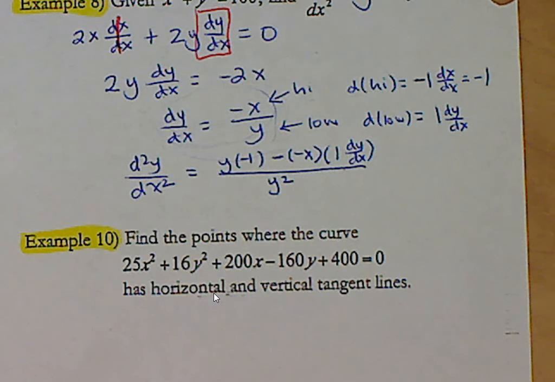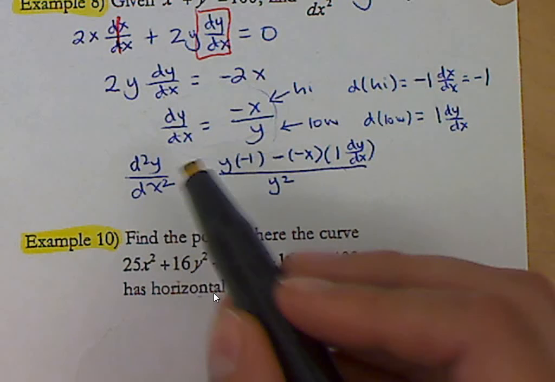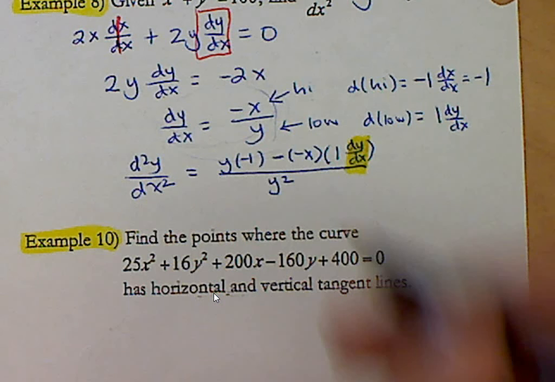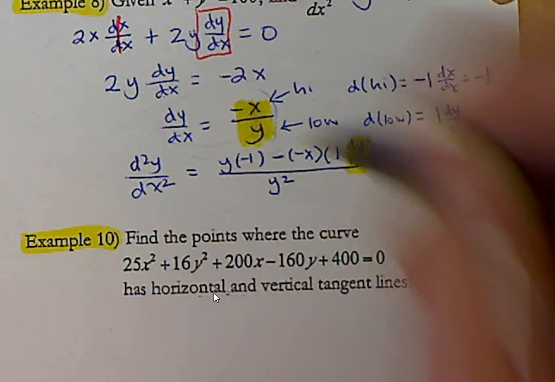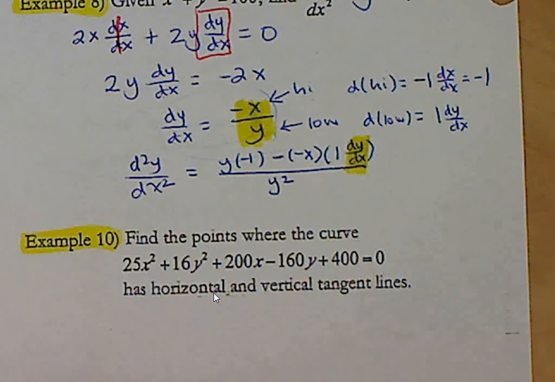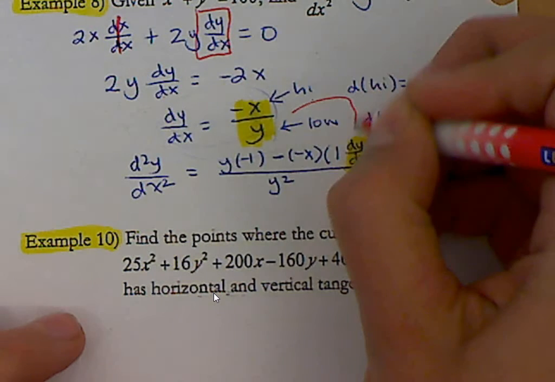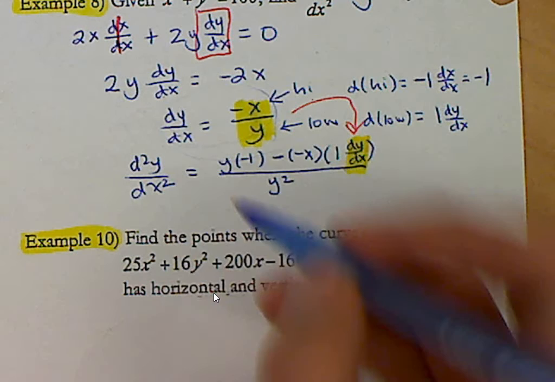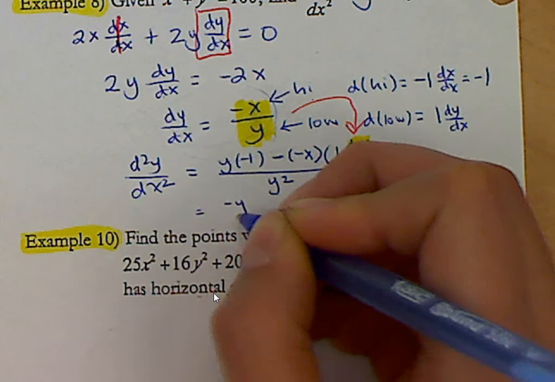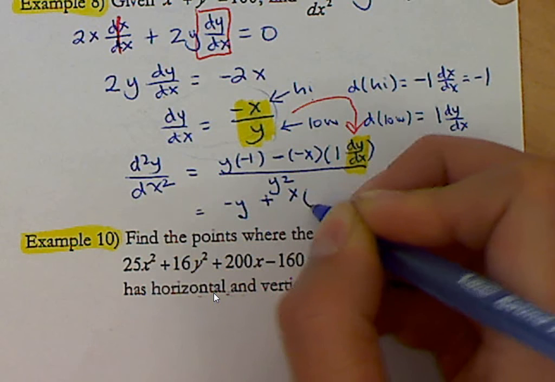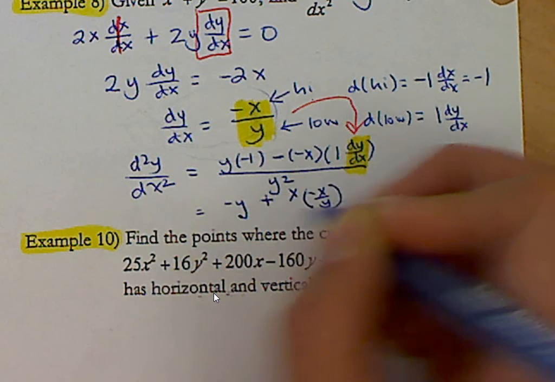What is kind of different about this problem is that when I took my derivative, I got this dy dx. But I already know that dy dx is negative x over y. So I'm going to substitute this value in right there. So this will equal negative y plus x times negative x over y squared.